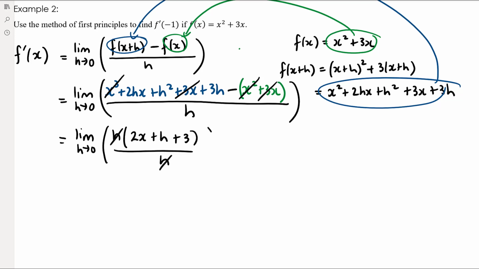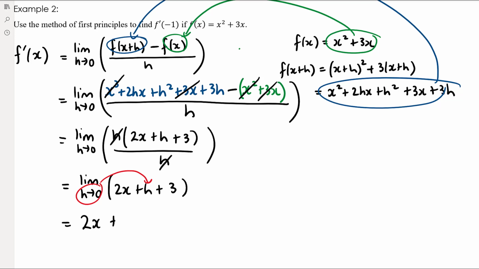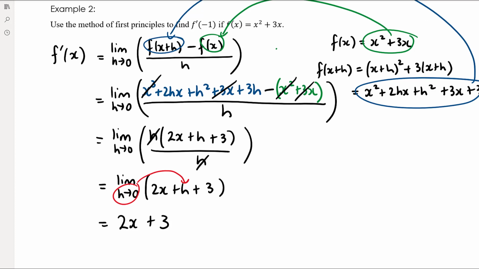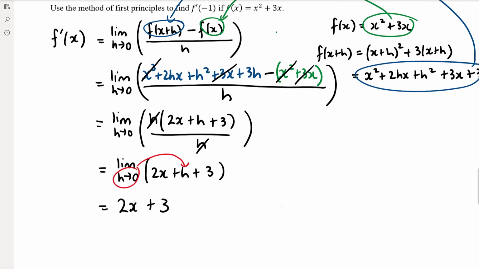And that means then we can divide by h and cancel out the denominator. Okay, so we're going to get the limit as h approaches 0 of 2x plus h plus 3. And so now, taking the limit as h approaches 0, we essentially sub h equals 0 in. And so we're just going to get 2x plus 0 plus 3. So the derivative of this function is 2x plus 3. The gradient function is 2x plus 3.